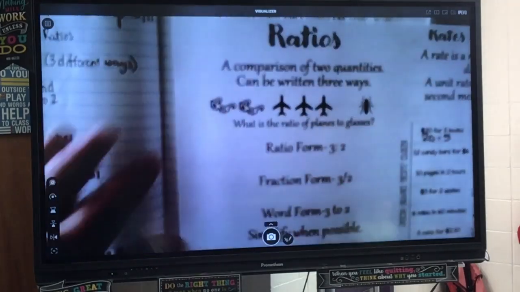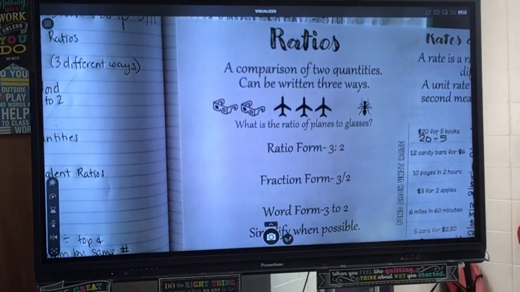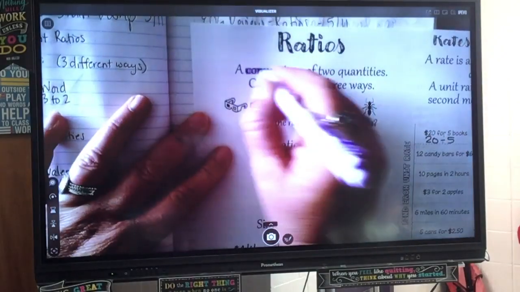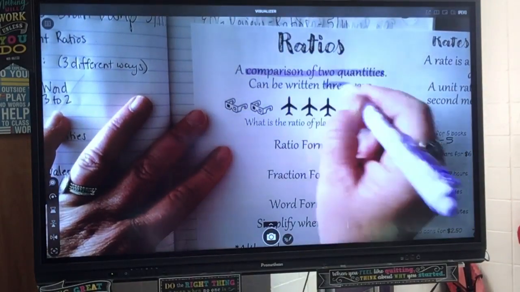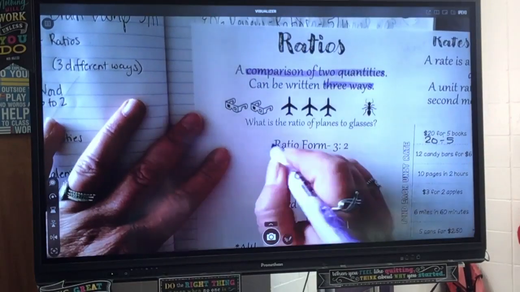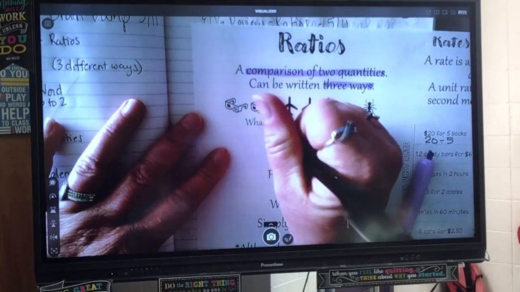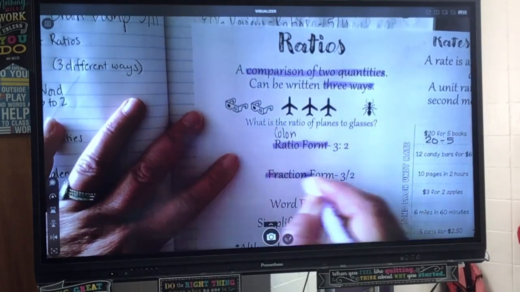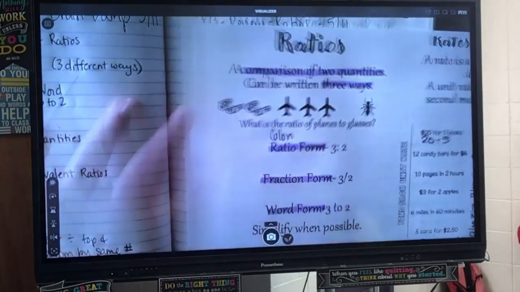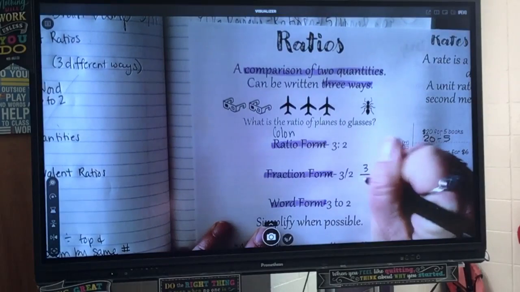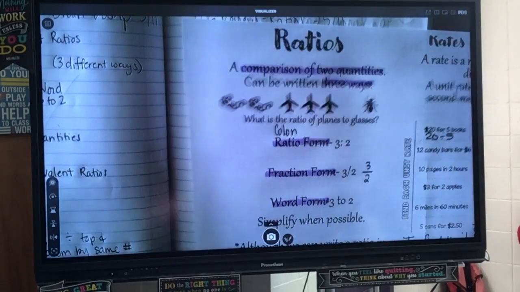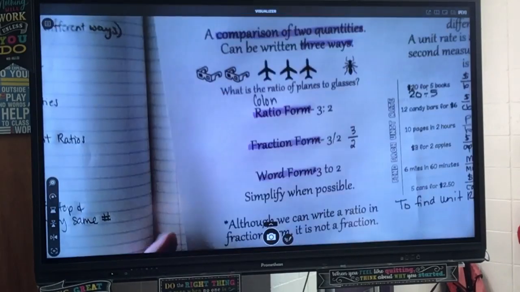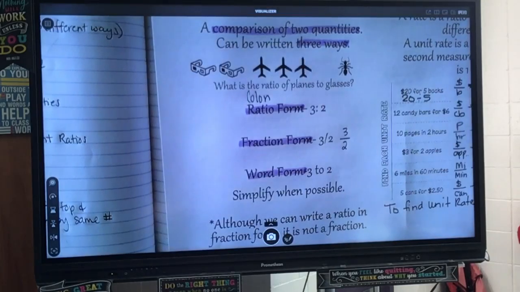So a ratio, as I think Jonathan told us, is a comparison of two quantities. You told us that, right? Alright, so go ahead, make sure you highlight that. It can be written 3 ways. So ratio form or colon form, fraction form, and word form. And go ahead and write the fraction form this way, because that's how you're gonna see it, you're not gonna see it with the diagonal slash.